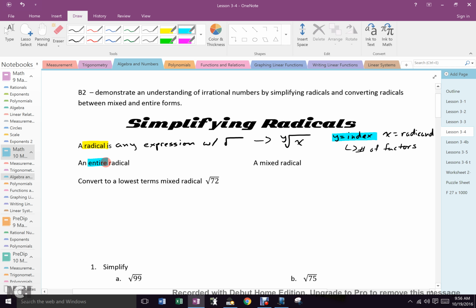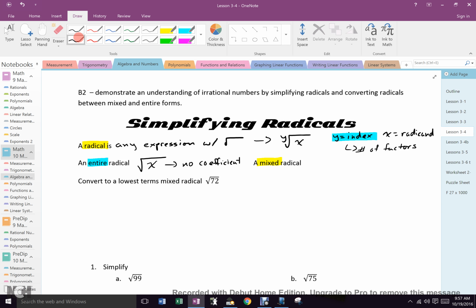An entire radical. I'm highlighting the word entire. An entire radical looks like this. It's got a radicand, but it has no coefficient. What's a coefficient? Who remembers from previous math classes? Nobody knows what a coefficient is. I see. Okay. I'll write a mixed radical over here, and I'll see if you can tell me the difference.